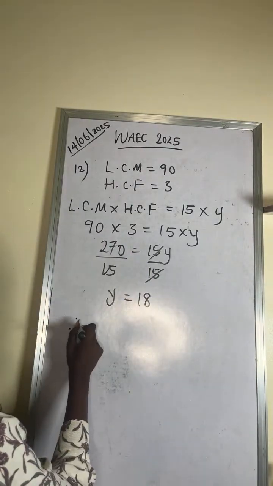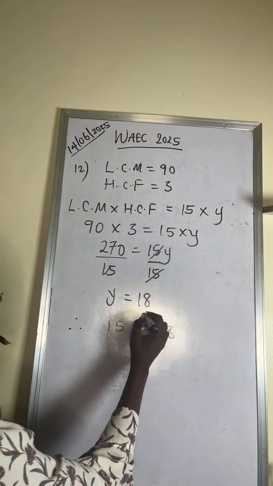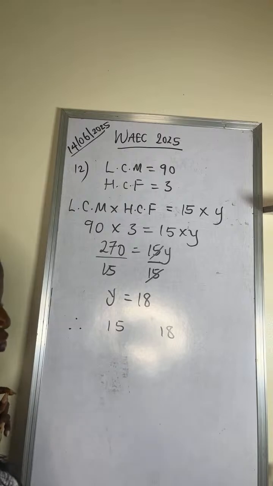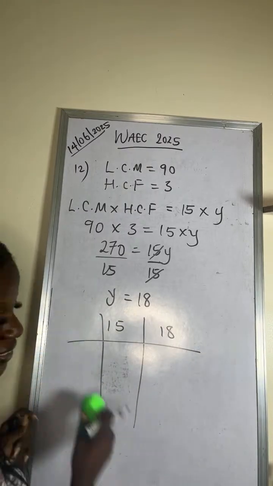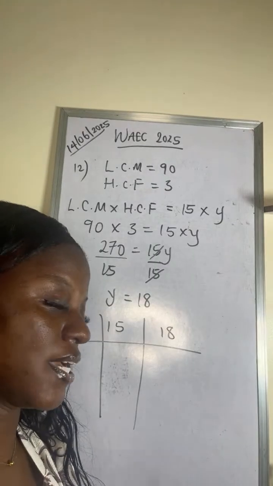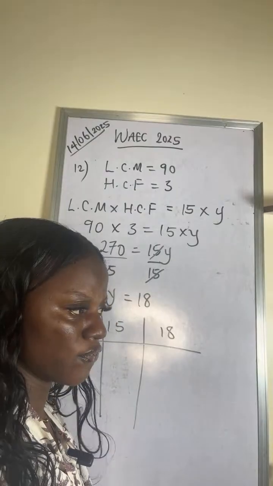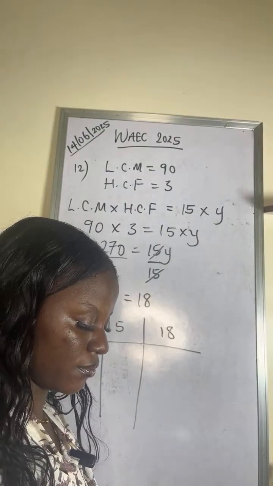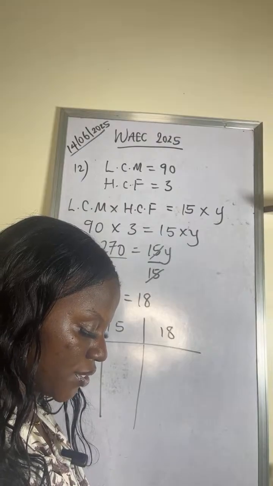So therefore, the two numbers are 15 and 18. If you want to be sure, when you find the HCF of these two numbers, what's the highest common factor? That's what HCF is. If you've not gotten a hang of that topic, please go to our channel and check our videos. You'll see a topic on HCF and LCM.